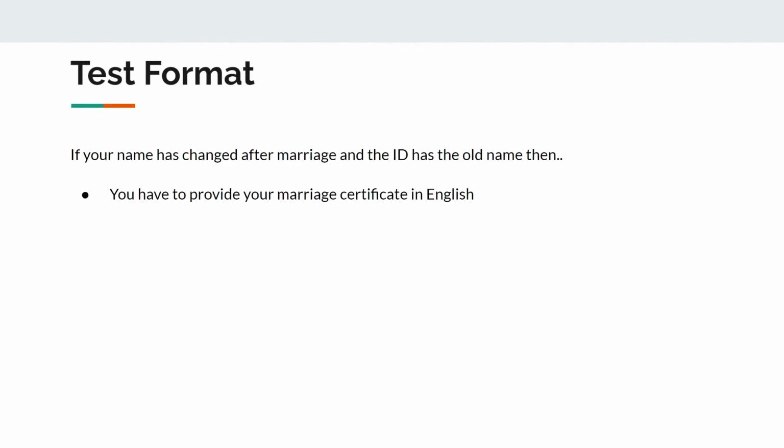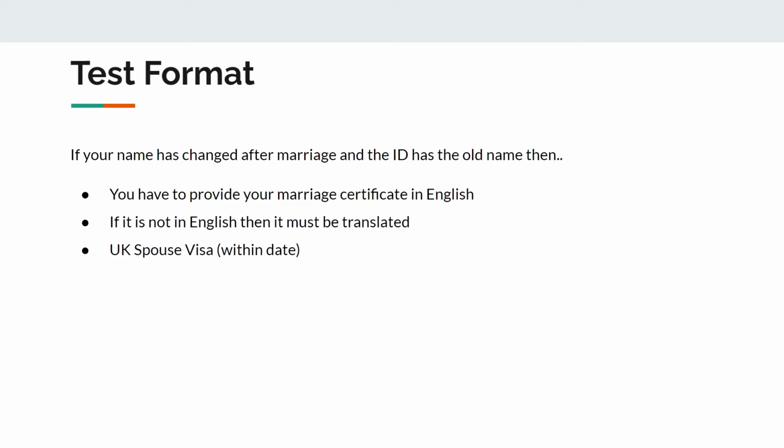If you're a woman and your name has changed after marriage, but the ID has the old name, then here's what you can do. You have to provide your marriage certificate in English as proof. If it is not in English, then it must be translated, and you must provide your UK spouse visa that is within date, meaning which has not expired.